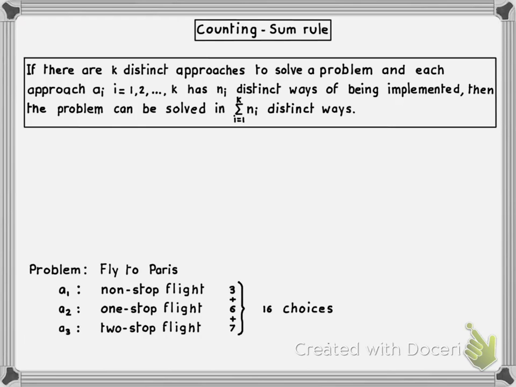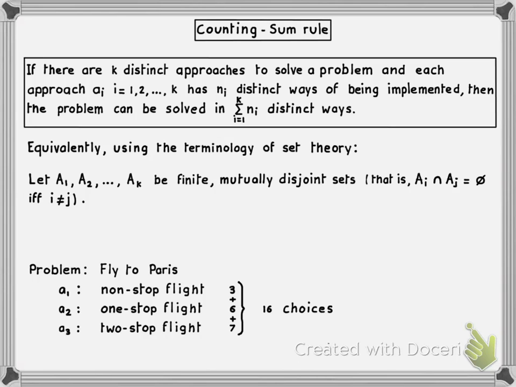Now, speaking of sets, as before, let me give you a second formulation of the sum rule in terms of set theory. Let's say you have k sets. These sets must be finite, and they must be mutually disjoint. What does that mean? That means if you take any 2 of these sets, these must be 2 distinct sets in the collection of k sets. The intersection is always empty. So this assumption is the same assumption I just mentioned, that these approaches must be non-overlapping. None of the elements of these sets must belong to more than one set.